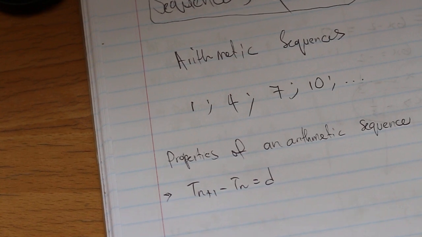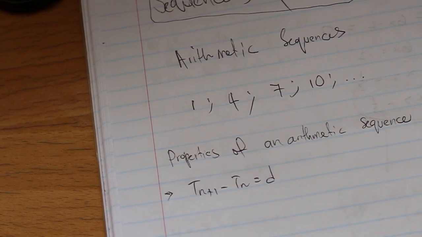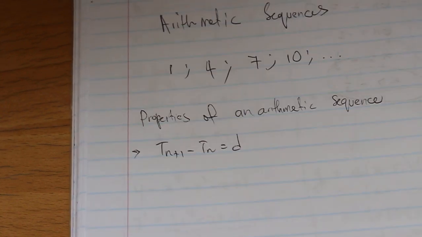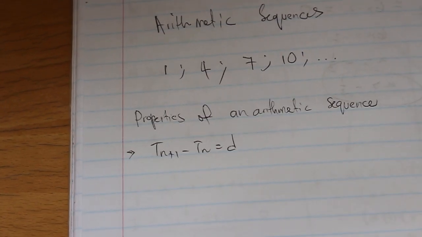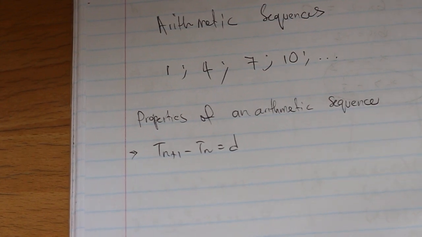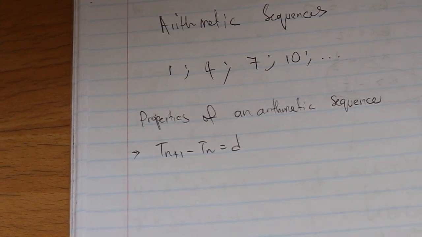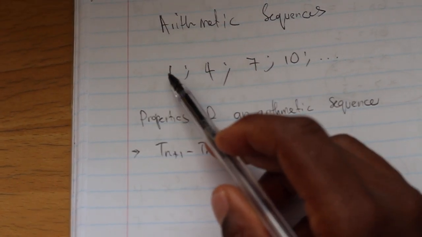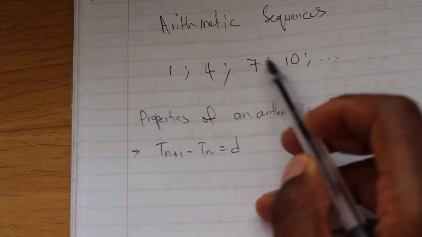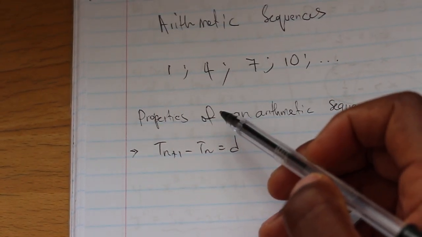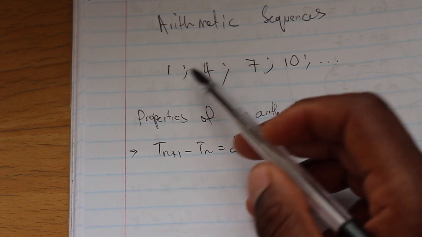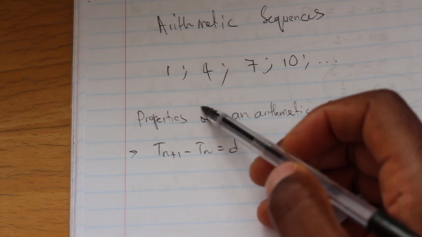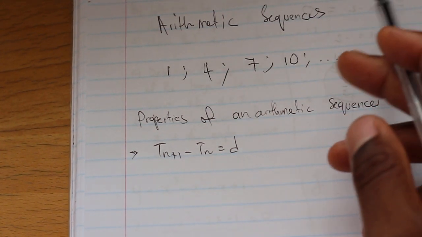In other words, pick any two consecutive terms within your sequence. That difference is going to be the same. When we say consecutive terms, we mean terms that follow each other. Can you see 1 and 4 follow each other, 4 and 7 follow each other, 7 and 10 follow each other? But if you find the difference between 7 and 1, these don't follow each other. There's a term in between. So the difference between 7 and 1 is not going to give you the D.